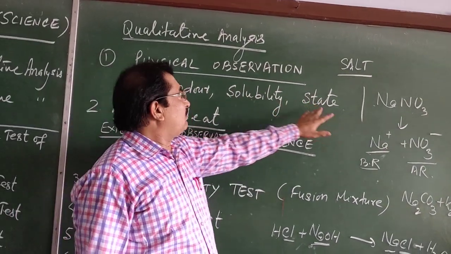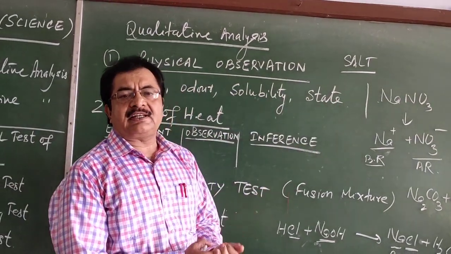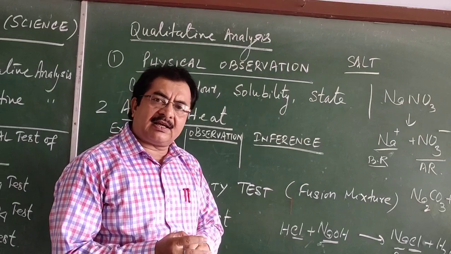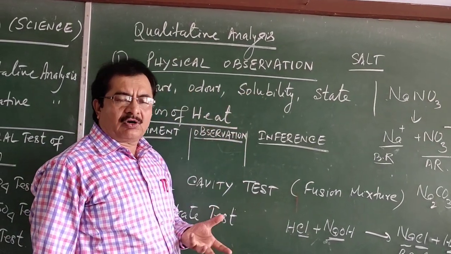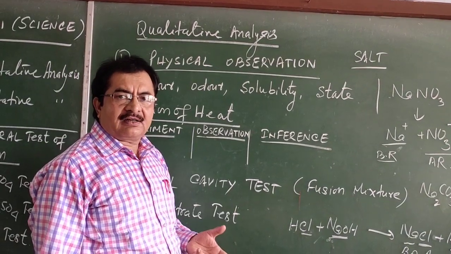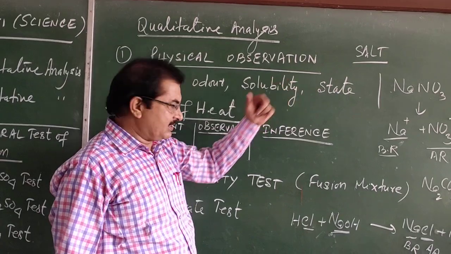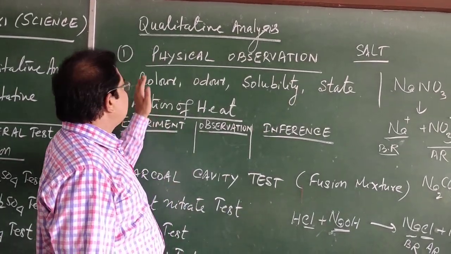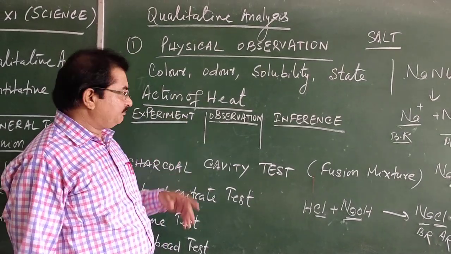Last one of the physical observation is the state. State means whether it is crystalline or amorphous. How do we check it? If a salt looks just like talcum powder, it means it is amorphous, otherwise it is crystalline. Afterwards, physical observation is over, then we come to action of heat.